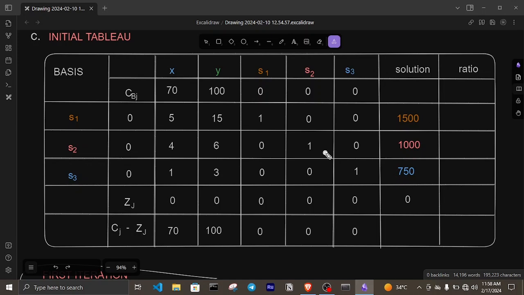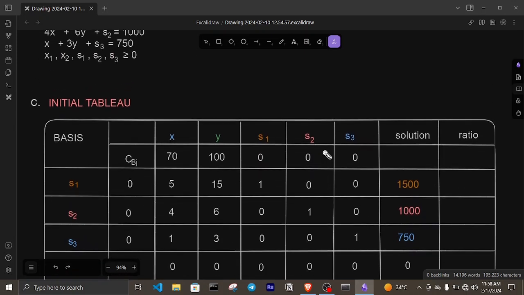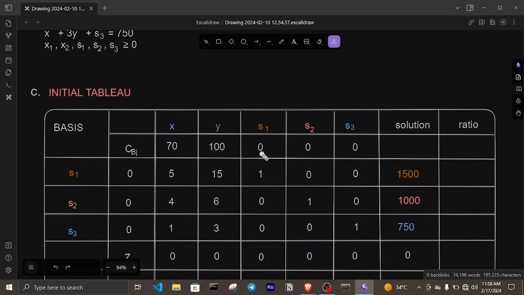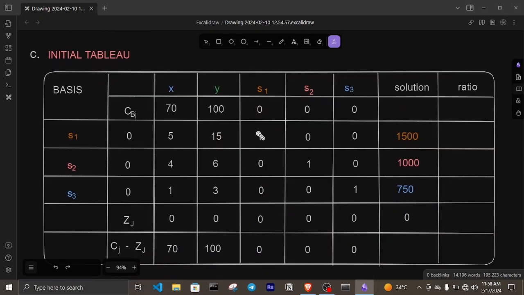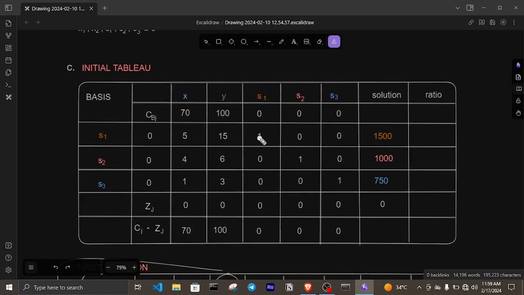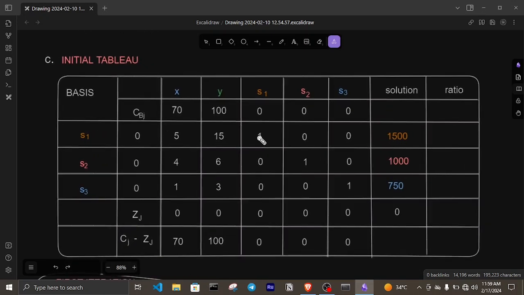Now let's give a little focus to the slack variables. If you look at it properly, you can see that we have an identity matrix. What is an identity matrix? An identity matrix is a matrix that has the value 1 running through its diagonal and all other places having the value of 0. So if you look here, you can see we have an identity matrix for the slack variables. Now whenever a variable has the coefficient being either 1 or 0, we call it a basic variable.